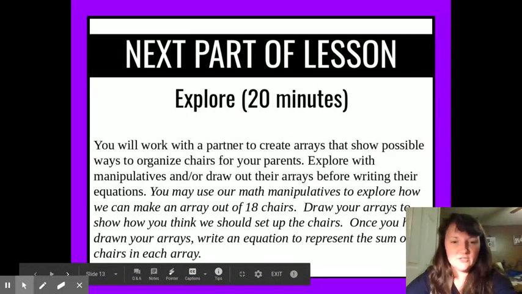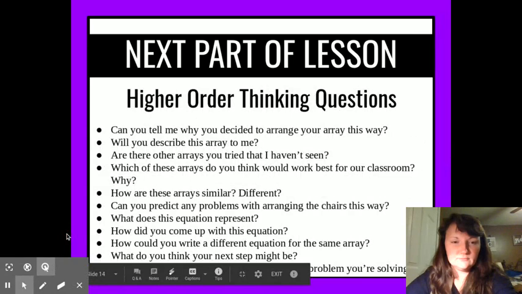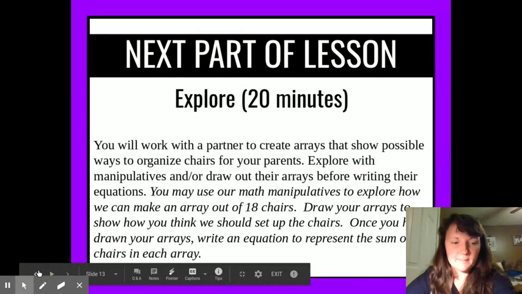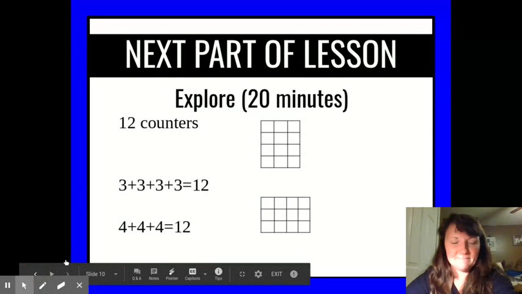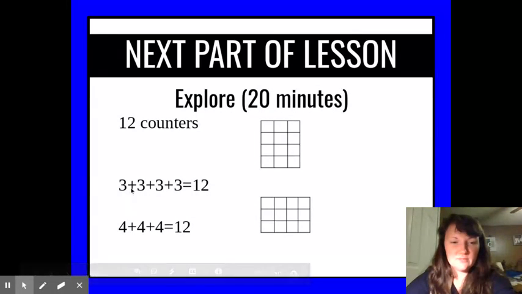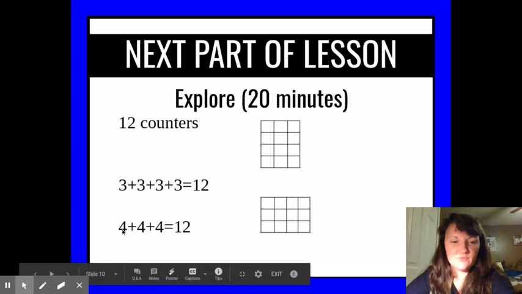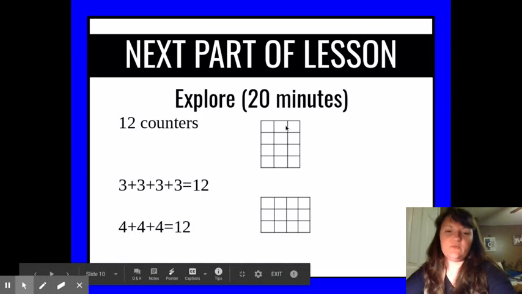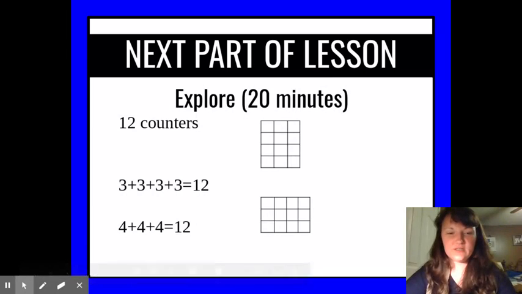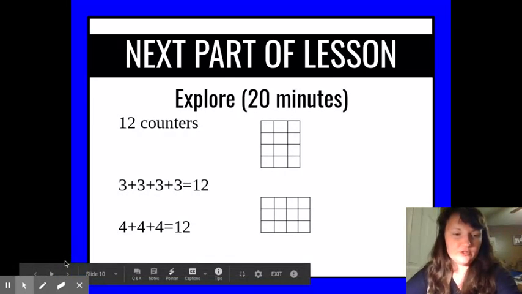Okay, so now once you have drawn your array, you're going to write an equation to show the chairs, just like we did back here. See how I wrote equations? 3 plus 3 plus 3 plus 3 is 12. And then 4 plus 4 plus 4 equals 12. So I'm putting the number that's in the arrays, I'm putting that in the equation.